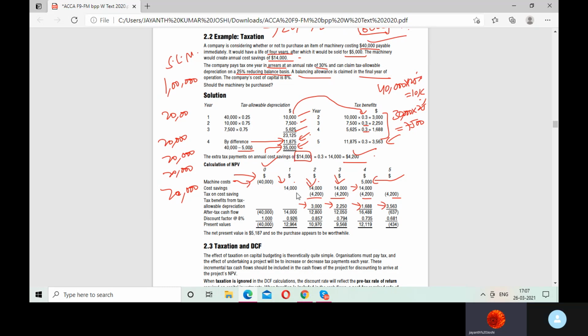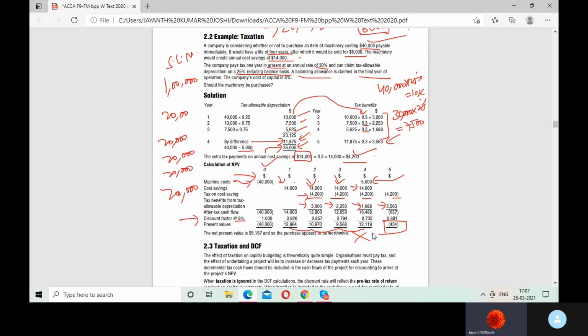Correct, sir. Now you just adjust all these values: wherever there's a bracket, subtract; wherever there's no bracket, add up, and then apply the discount factor at the 8%. You get these cash flows. Subtract from 40, you get a negative NPV. This project is not a good project.